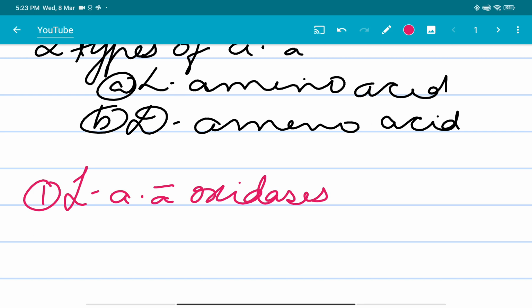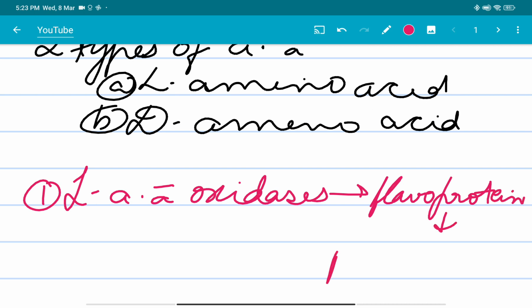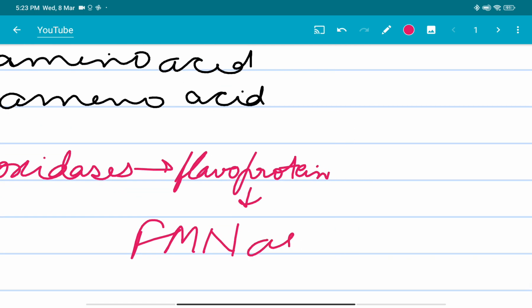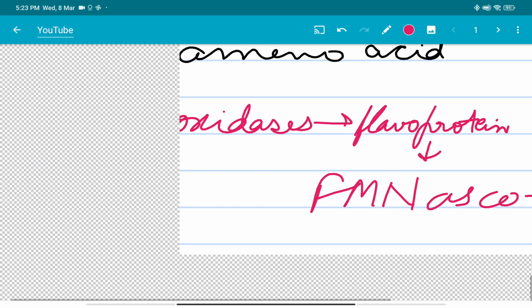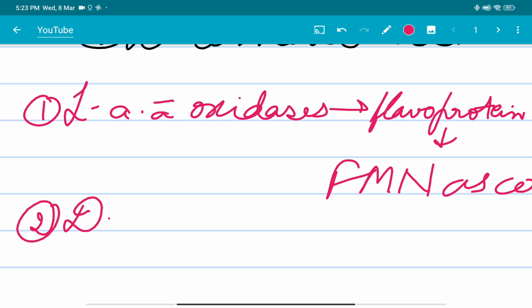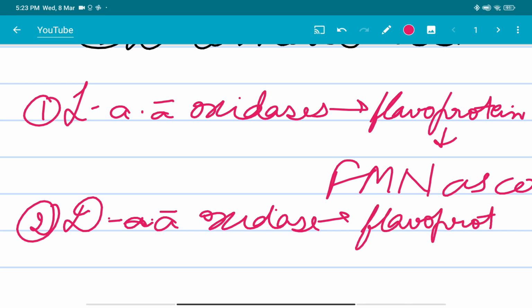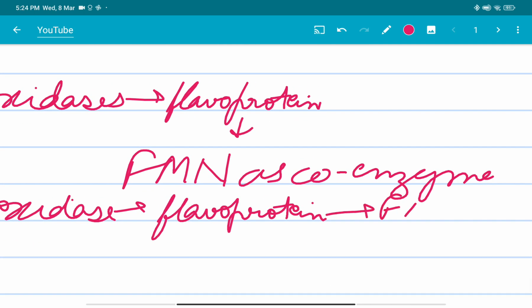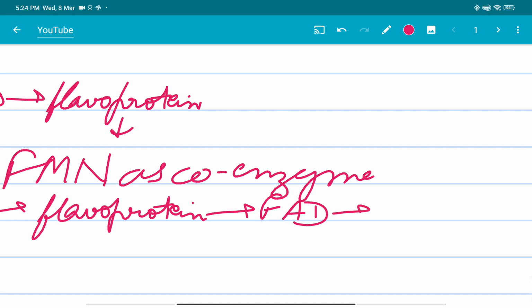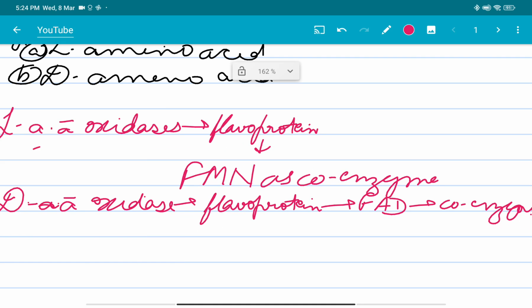L-amino acid oxidases are the flavoproteins that have FMN as a coenzyme. FMN means flavin mononucleotide. The D-amino acid oxidases are also flavoproteins but have flavin adenine dinucleotide, FAD, as a coenzyme. The oxidase enzymes are separate for L-amino and D-amino acids. This you can conclude. Okay.